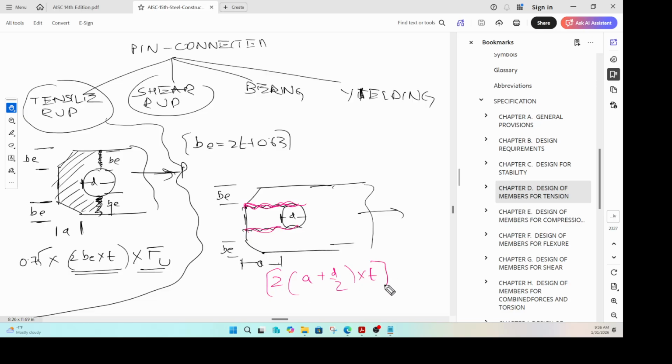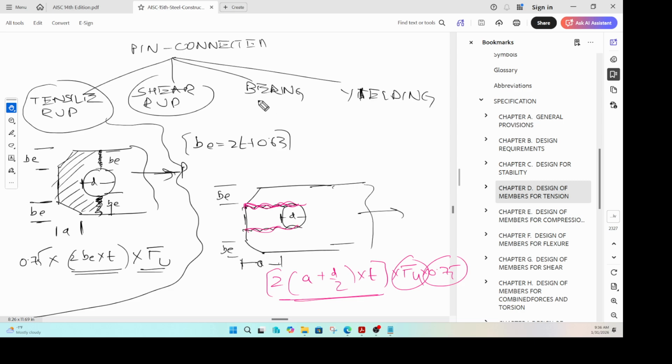And you multiply that with your Fu, and then you multiply that with 0.75, right? 0.75 is just the strength reduction factor. Fu is the rupture strength. And then this is the area on which that is happening. Okay, so that is what is happening here.